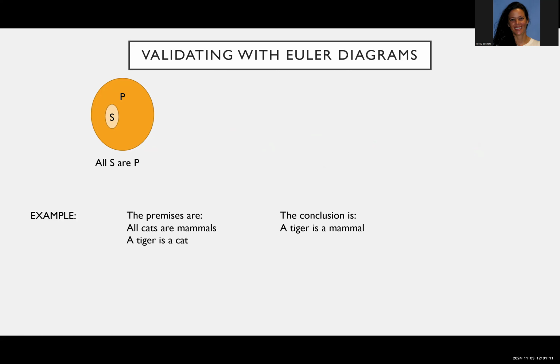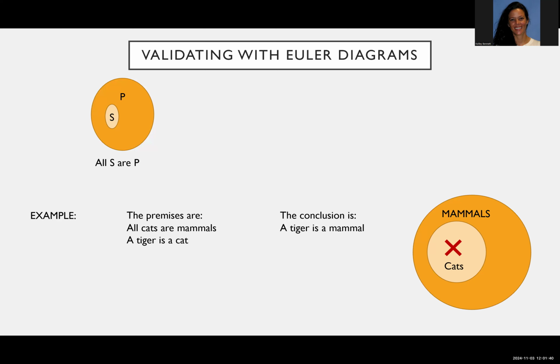That's like the first premise. All cats are mammals. So we've got our setup. And now the second thing says a tiger is a cat. So cats, that's the set S, that's our subject. And mammals, that's our P set. So we need to figure out, a tiger is a cat. That means I'm in the set of cats. I'm here with the red X.